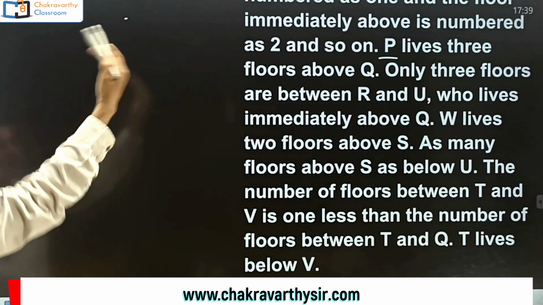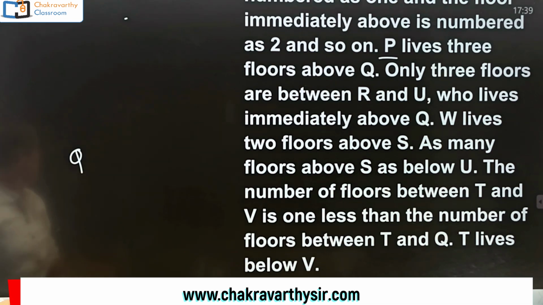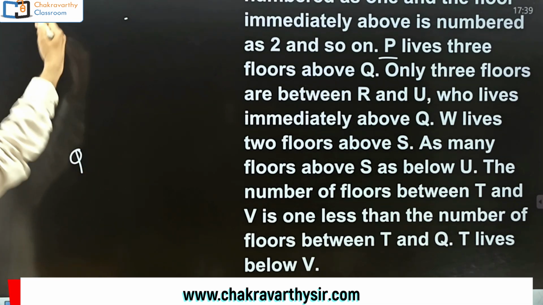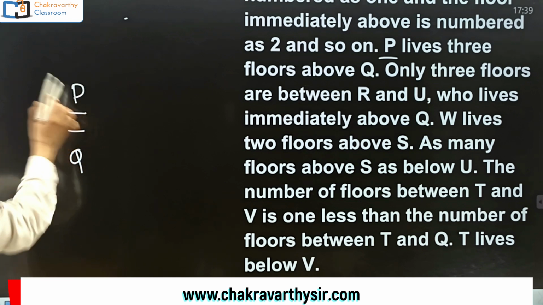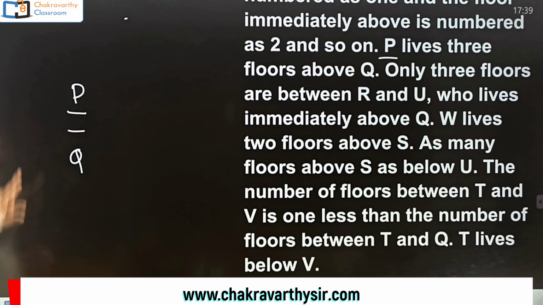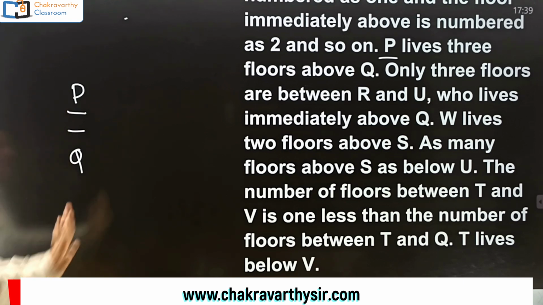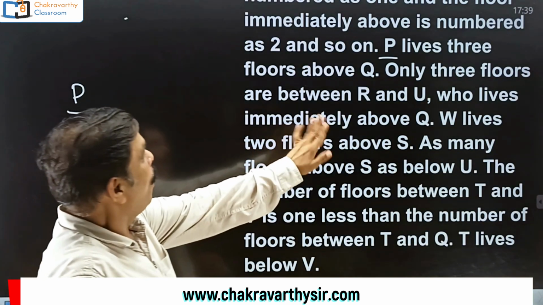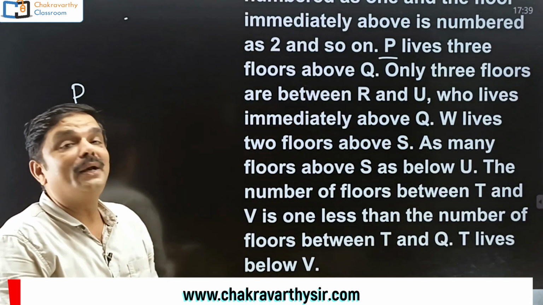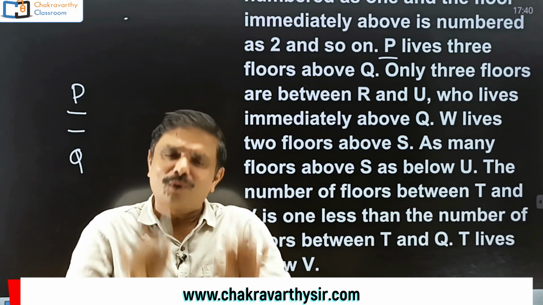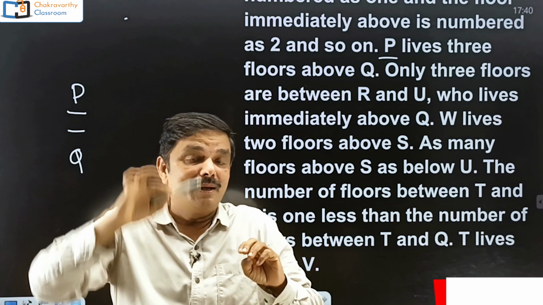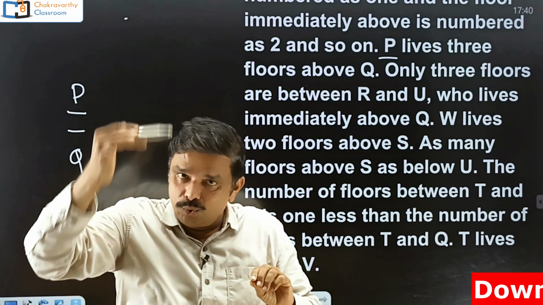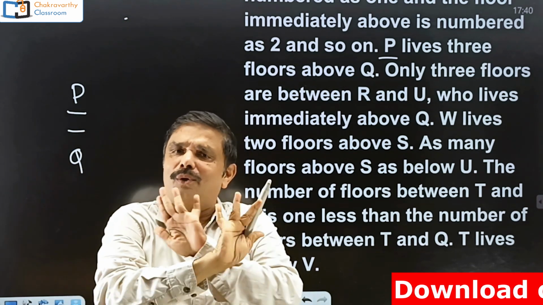Remember that one. I'll write it down here so that any doubt will be dispelled. P lives 3 floors above Q means, suppose this is Q, this is 1 floor, this is the next floor, and P's place is this one. Remember this. This point is very clear: between P and Q there are only 2 floors. Okay, the next information they have given: only 3 floors are between R and U. This is important. Between R and U there are 3 floors. But whether R is above U or U is above R, nothing is given.